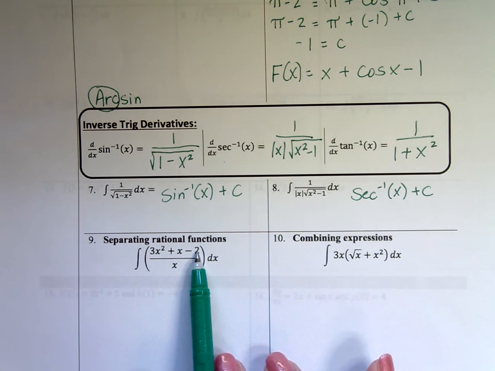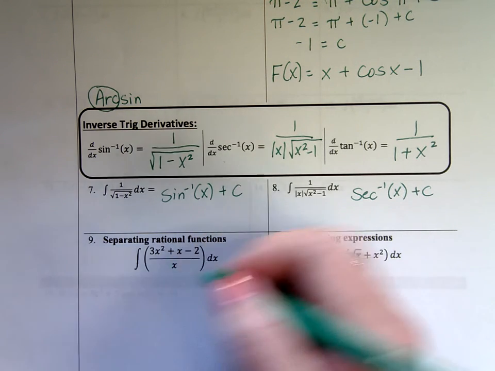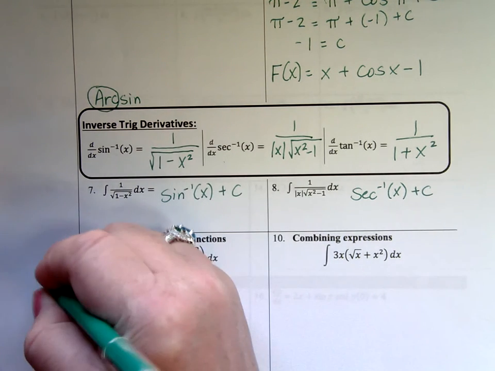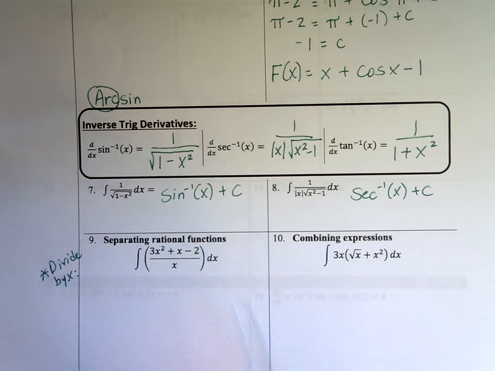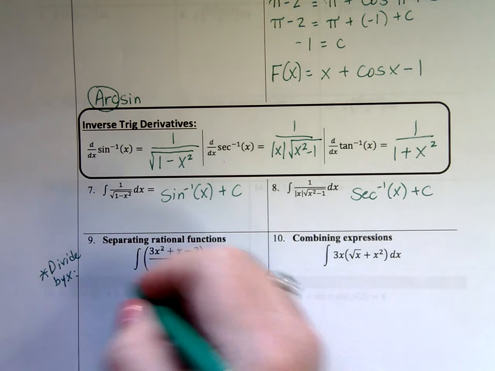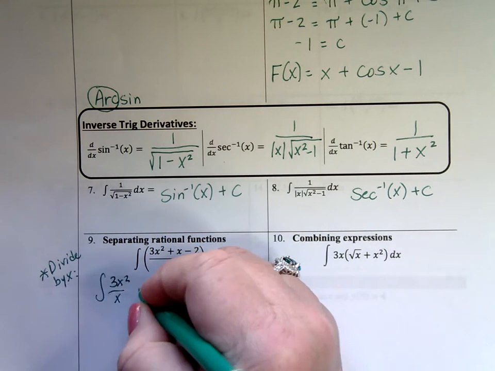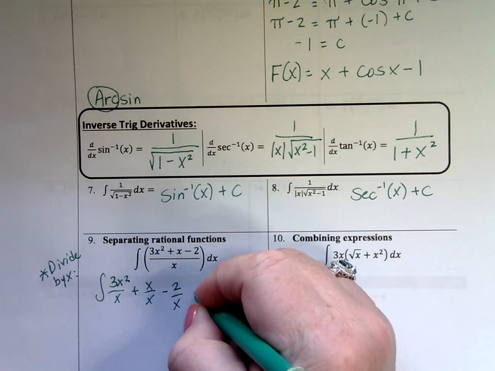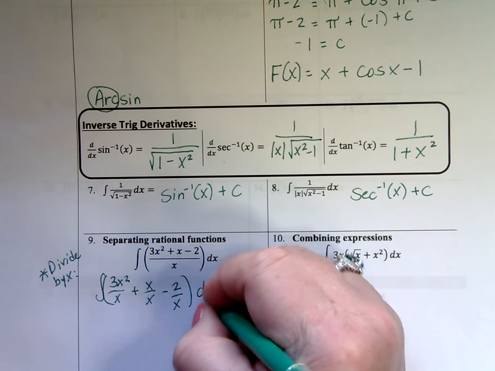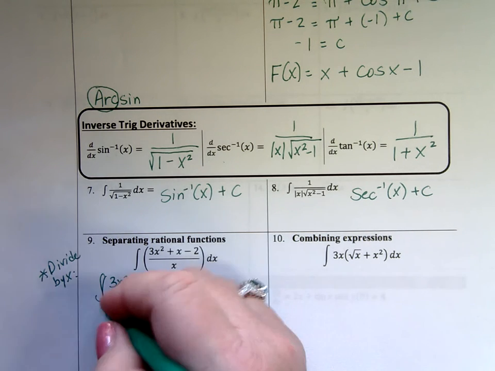So in other words, you could say for this thing, you're going to divide by x is your big deal here. Divide by x, and here's what it's going to look like. You'll have the integral of 3x squared over x plus x over x minus 2 over x, right? And all of that is with respect to x. It's exactly the same thing, you're just writing it a little differently. And the reason you're doing that is because now you can simplify it.